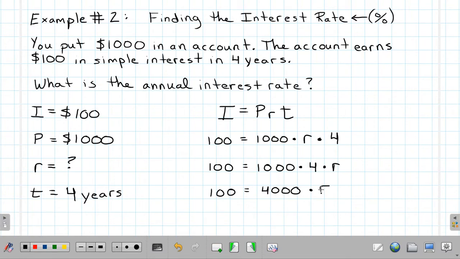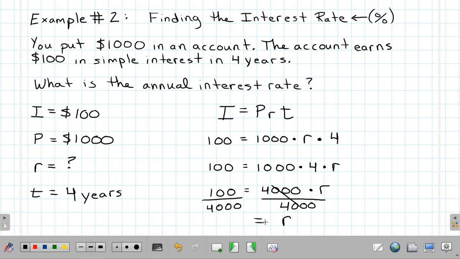And then lastly, kind of like what we've done before with the percent equation, we have a number equal to a number times a variable. So we want to solve for R. Well, what are we doing to R? We're multiplying times 4,000, so we need to divide by 4,000. But if we do something to one side, we've got to do it to the other since this is an equation. The 4,000s here cancel out, so we're left with R.